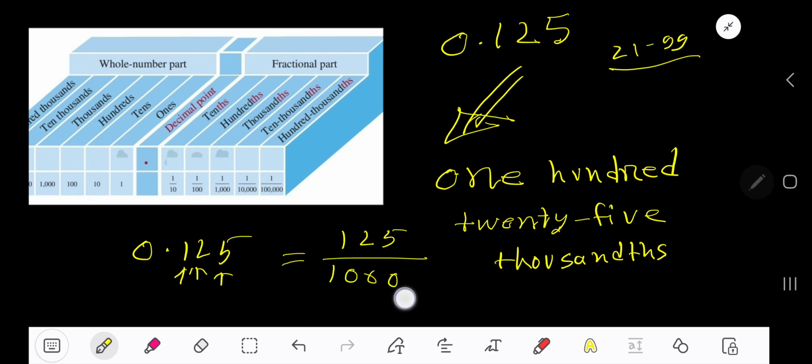So this is what? This is 125 thousandths.